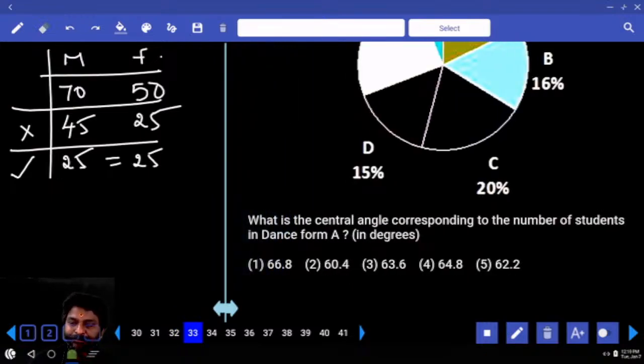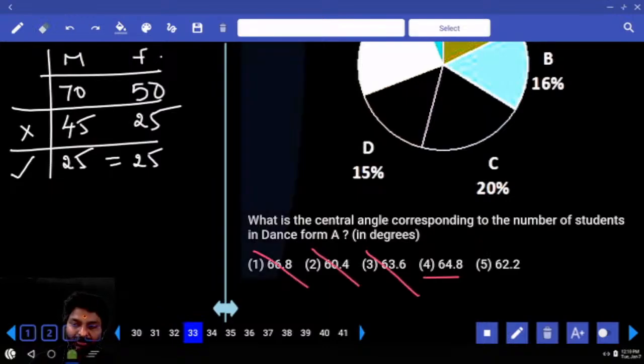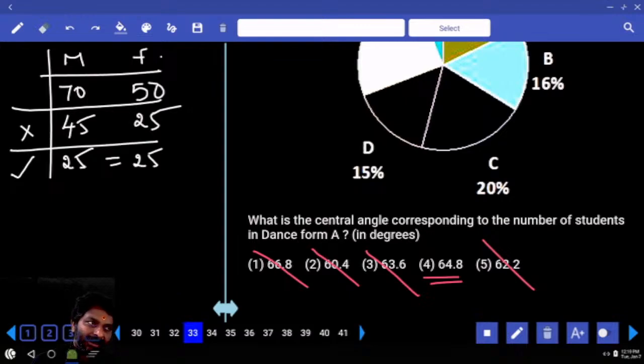Central angle, 9 multiple. First cannot be the one, second cannot be the one, third cannot be the one, fourth may be your answer, fifth cannot be the one. 9 multiplication.